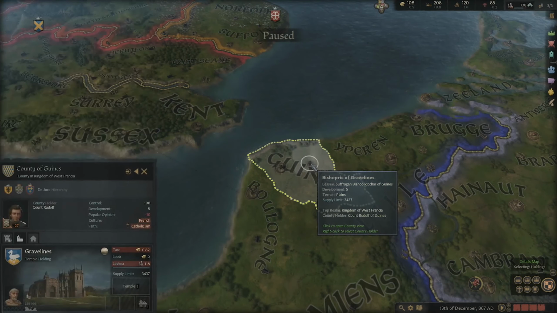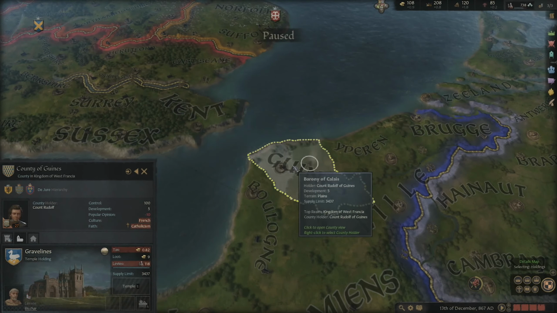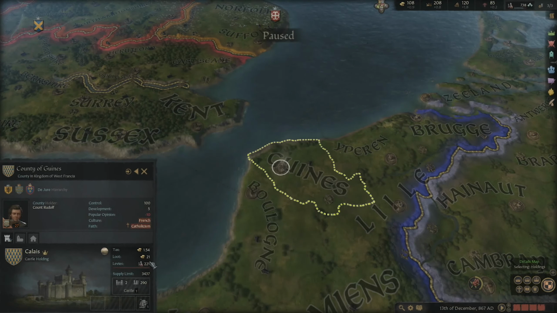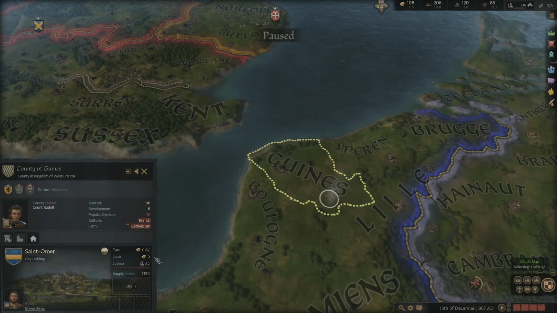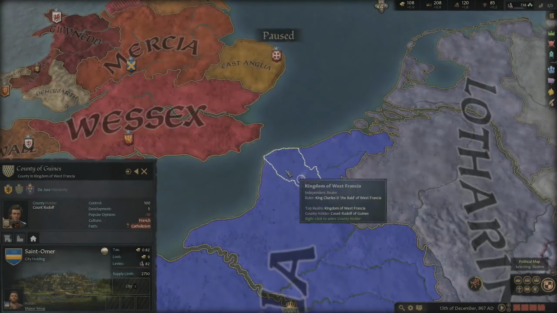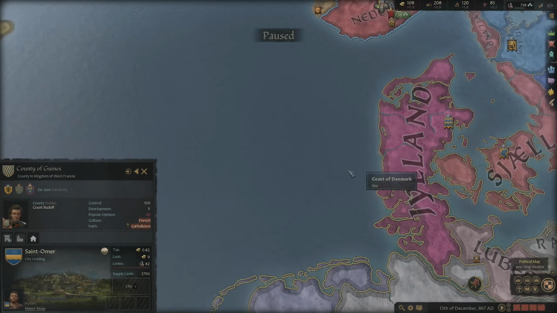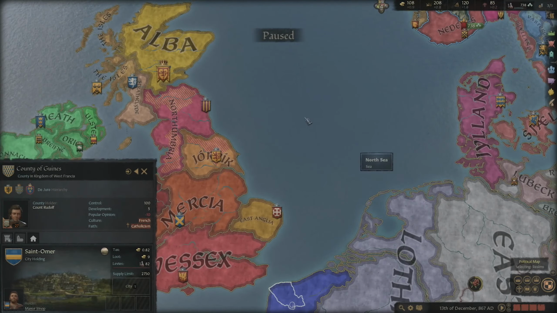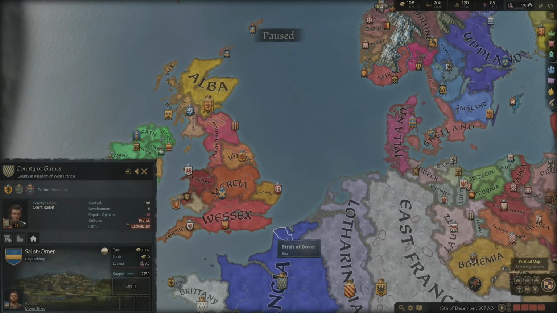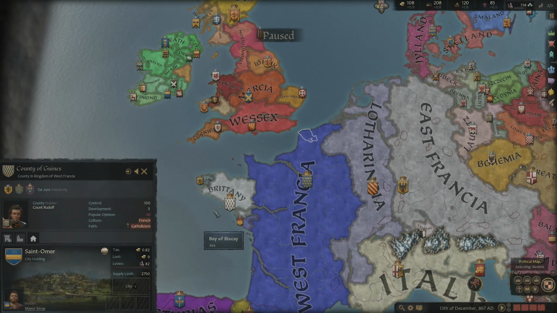So if we came here and ransacked this bishopric, you'll see there's 9 loot. If we come over to the barony, there's 21 loot. If we come over to the city, there's 9 loot. And we could probably hit most of those things and then get back onto our boats before they even really knew what hit them.